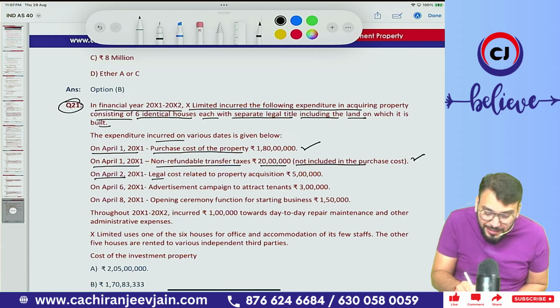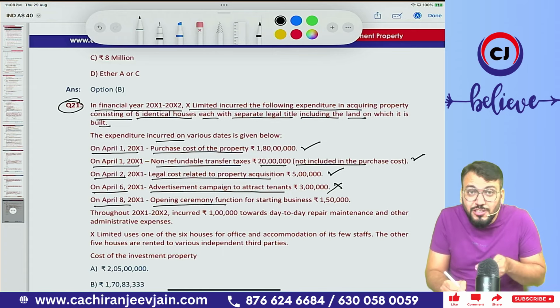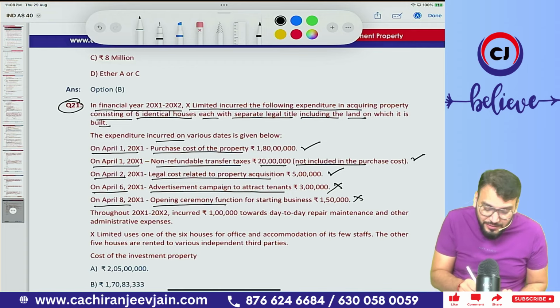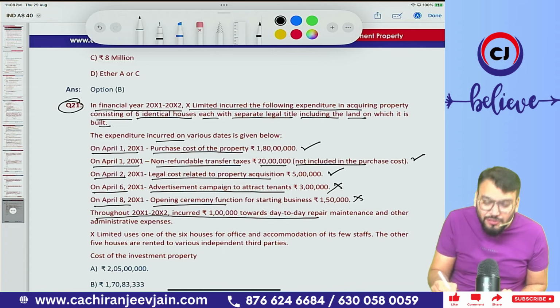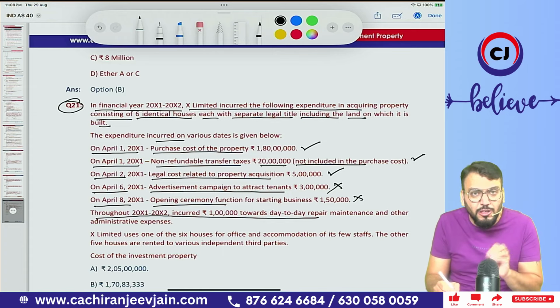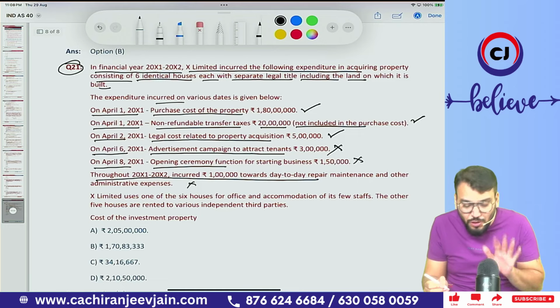On 2nd April, legal costs related to property acquisition. This will also be capitalized. On 6th April, advertisement campaign to attract tenants. This will not be capitalized. On 8th April, opening ceremony function. Any cost incurred for an opening ceremony, meaning inauguration cost, will never be capitalized. Throughout 2001-2002, 1 lakh was incurred toward day-to-day repair and maintenance. Repair and maintenance are charged to the profit and loss account because they do not meet the recognition criteria. This will also not be capitalized.